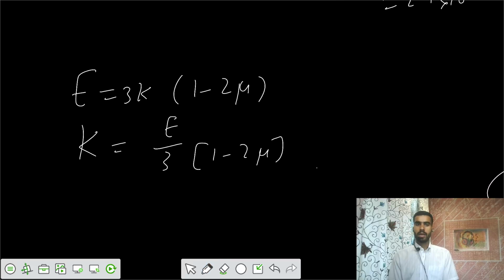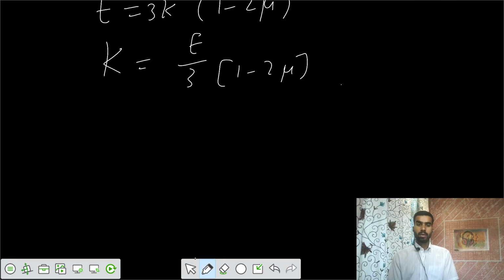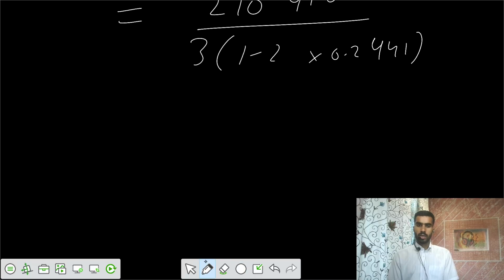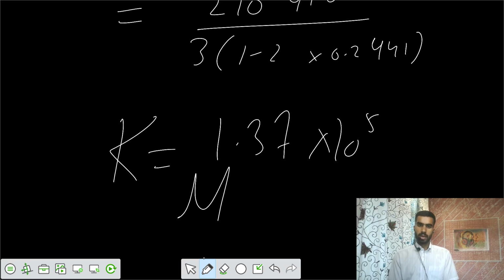Is this the way? E by 3. So I have that value of E as 210 gigapascals divided by 3(1 − 2μ). The value of μ was 0.2441. So you got a value of K equal to 1.37 × 10^5 megapascal.